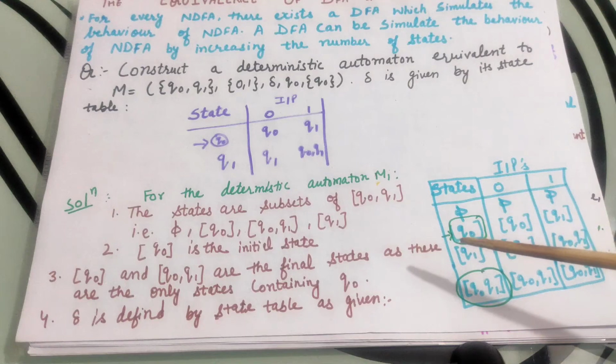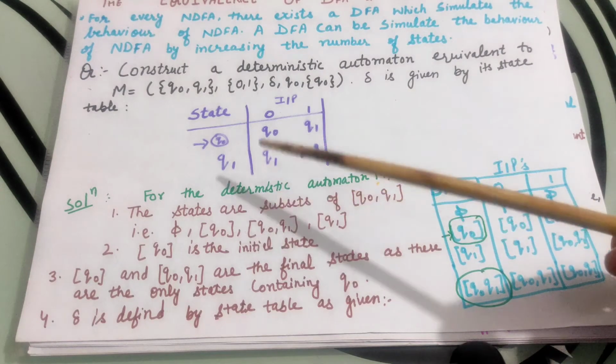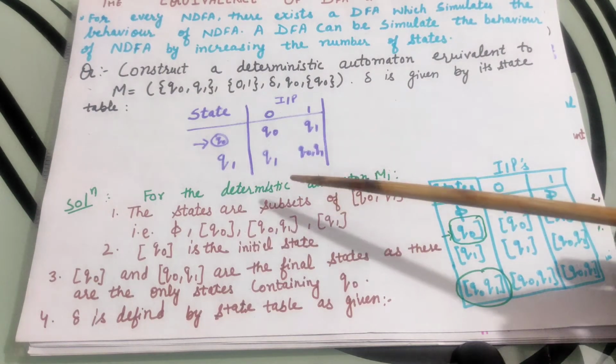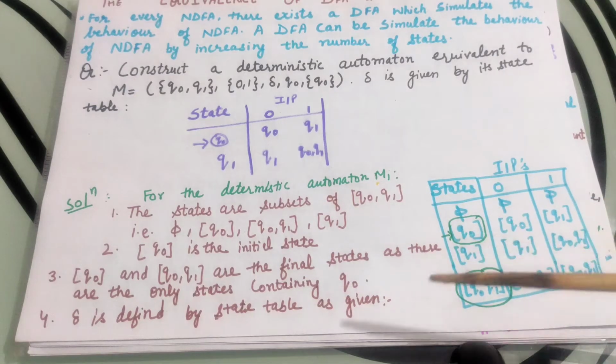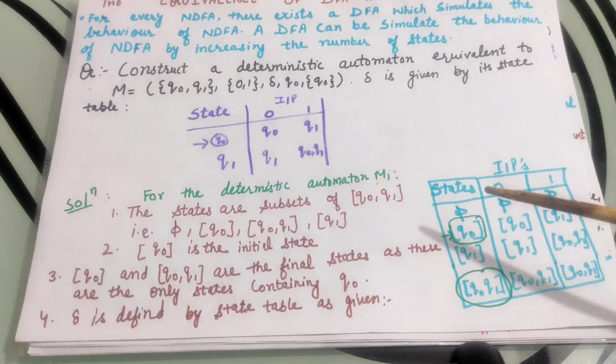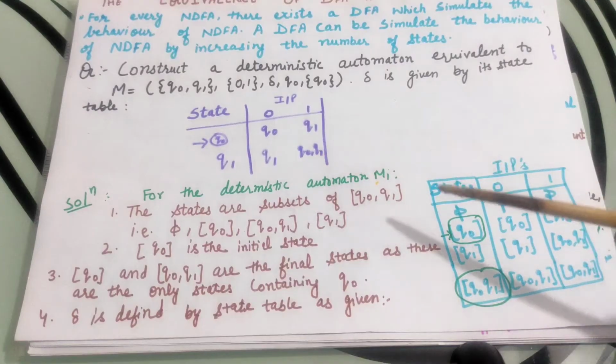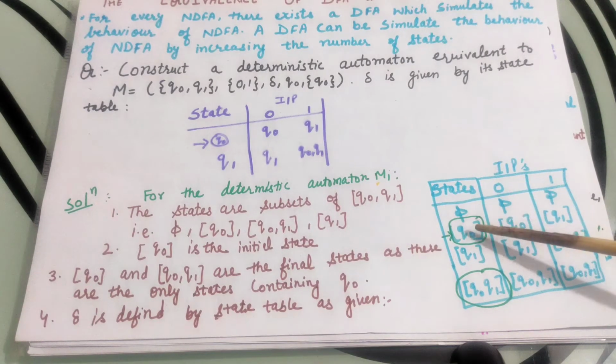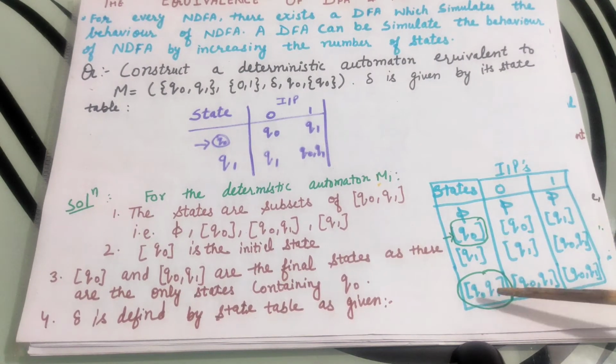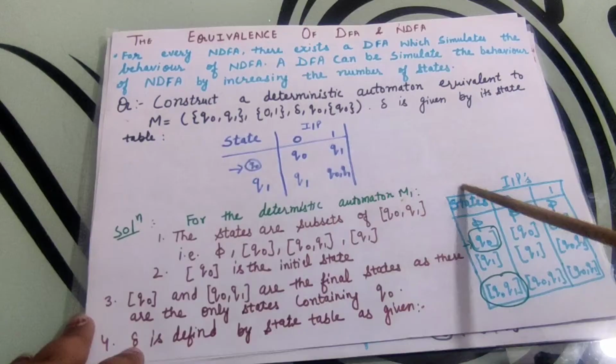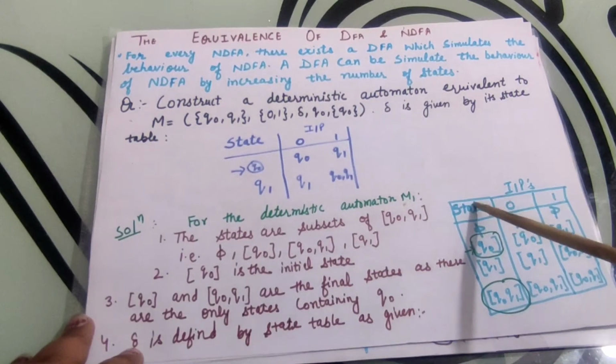Now for the next, for the deterministic automata, there are three steps used. First, the states are Q0, Q1, and the subset states are phi, Q0, Q1, and Q0 and Q1. Set to our DFA transition table.